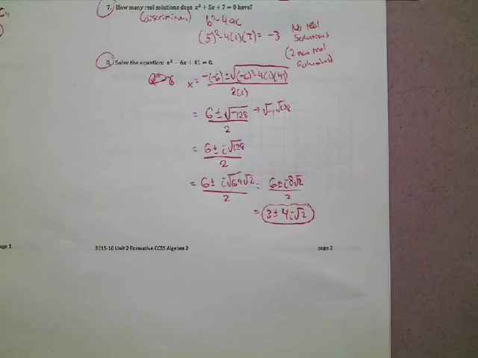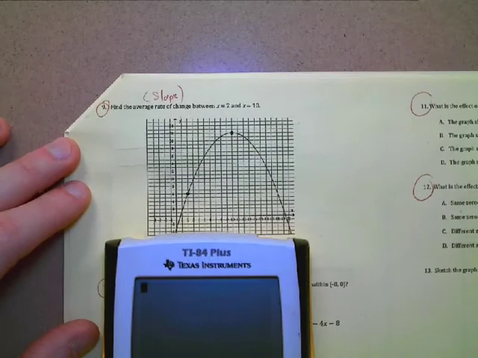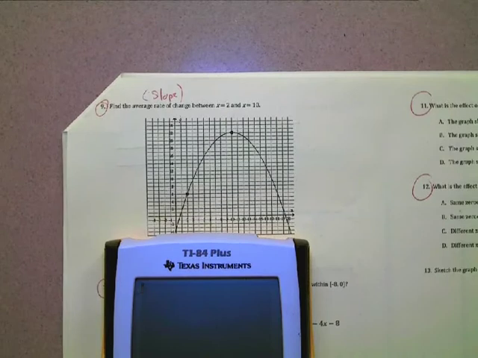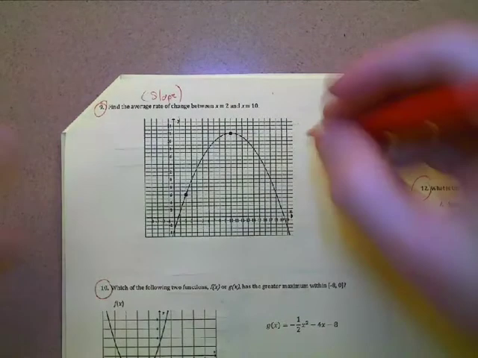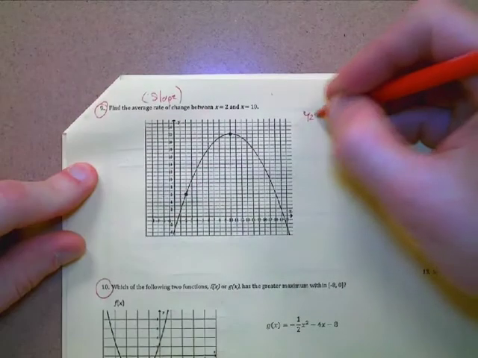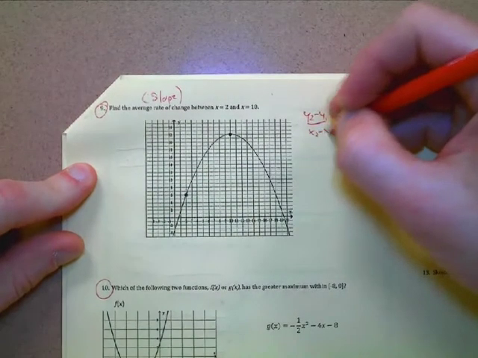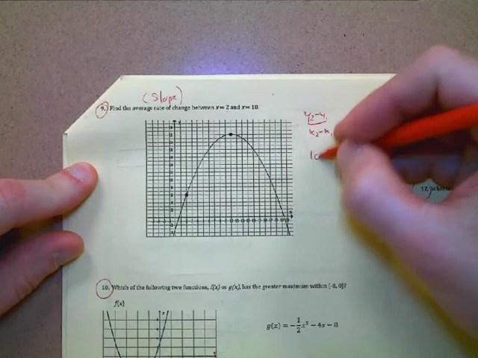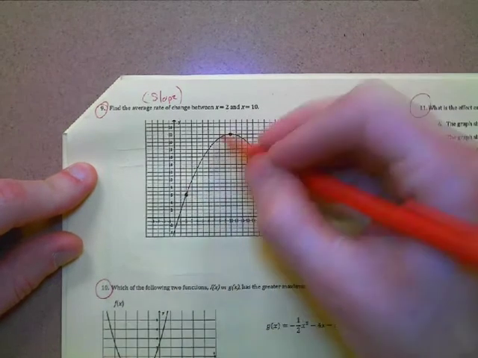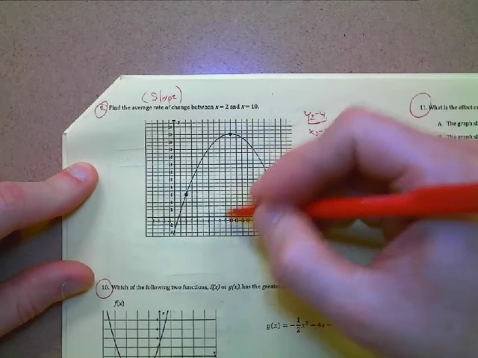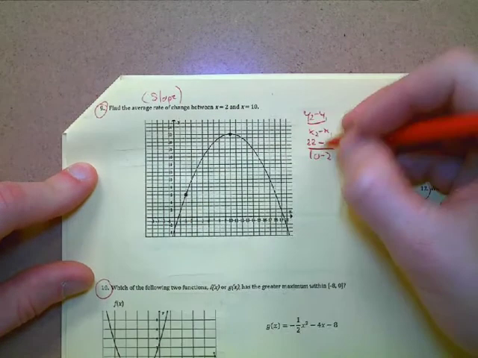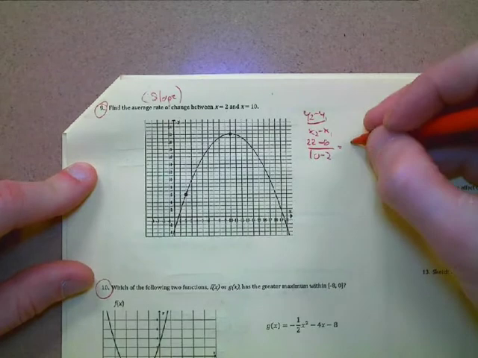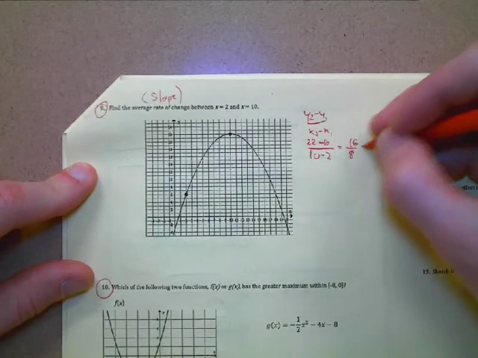Number 9. Find the average rate of change. That's the same thing as finding the slope. You can find the slope two ways here. Option 1, use the slope formula: y2 minus y1 over x2 minus x1. We have the x-coordinates right there, it's 10 minus 2. For the y-coordinates, you have to look at the graph. At x-coordinate 10, the y-coordinate is 22, and at x-coordinate 2, the y-coordinate is 6. So we get 16 over 8, which is just plain old 2.